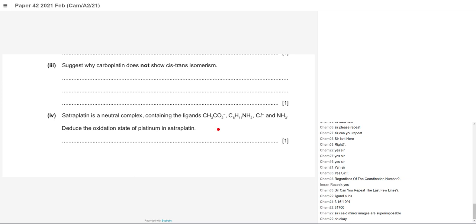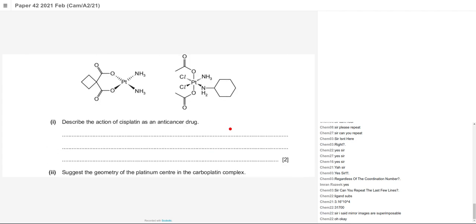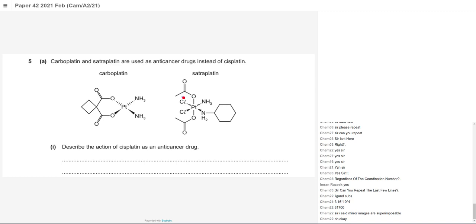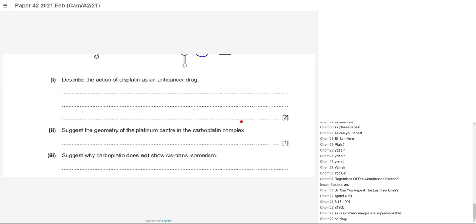Tetraplatin is a neutral complex containing ligands. Give the oxidation state of platinum in tetraplatin. Let's analyze. Chlorine is -1, this is -1, this is -1, this is -1, and these are neutral. So it's 4 plus, right? Because these are neutral: minus, minus, minus, minus, so platinum is +4.